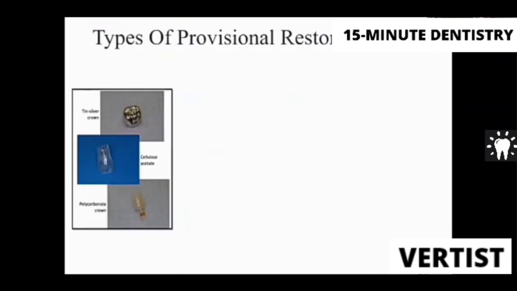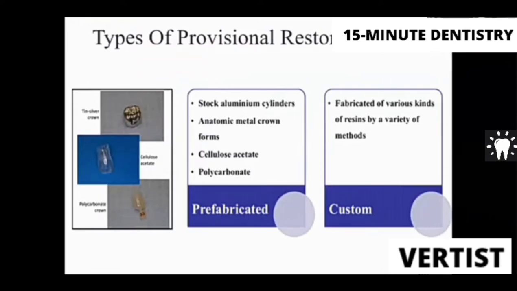The types of provisional restorations could be either prefabricated, available in the form of stock aluminum cylinders, anatomic metal crown forms, cellulose acetate, and polycarbonate crowns, or they could be custom made for that particular case by using a variety of resins.